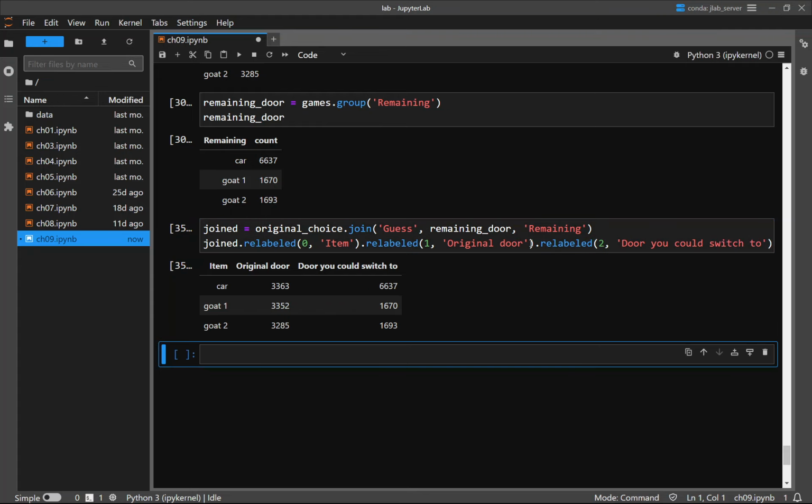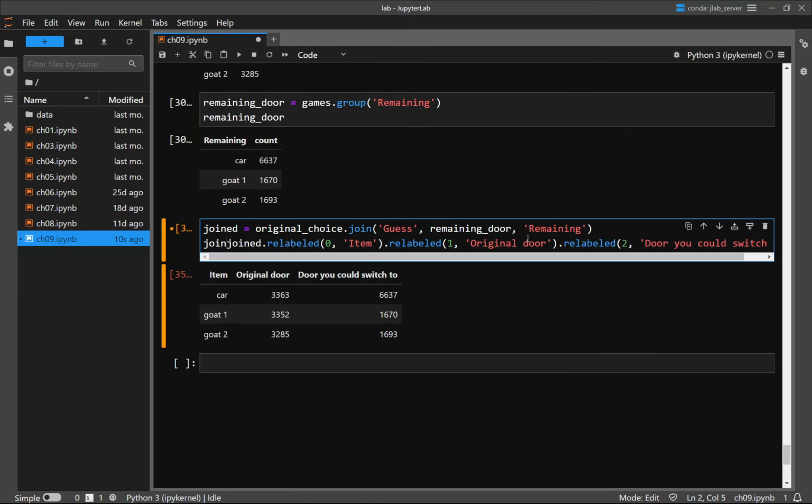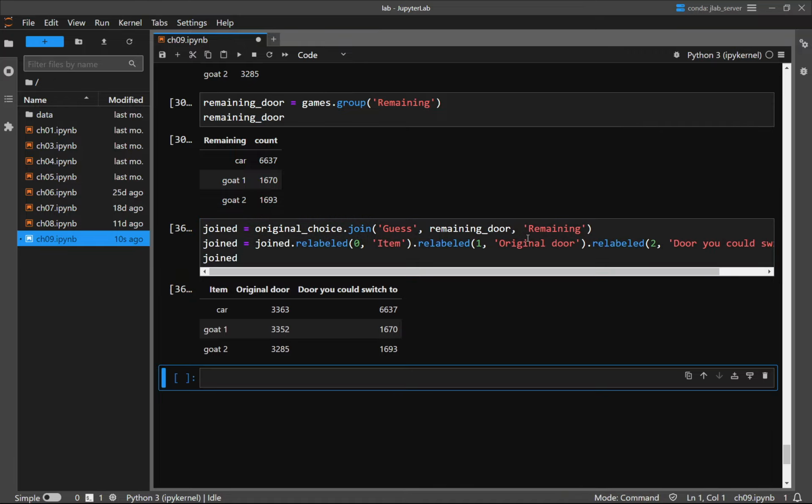Okay? So that's the table now, and that's kind of what I wanted to say. So if you stuck with your door in our simulation, you got the car that many times. If you switched to the other door, you got the car that many times. You always switched. So it's better to switch. Call that joined. It's one big table called joined. And now we can finally make a graph out of all this.